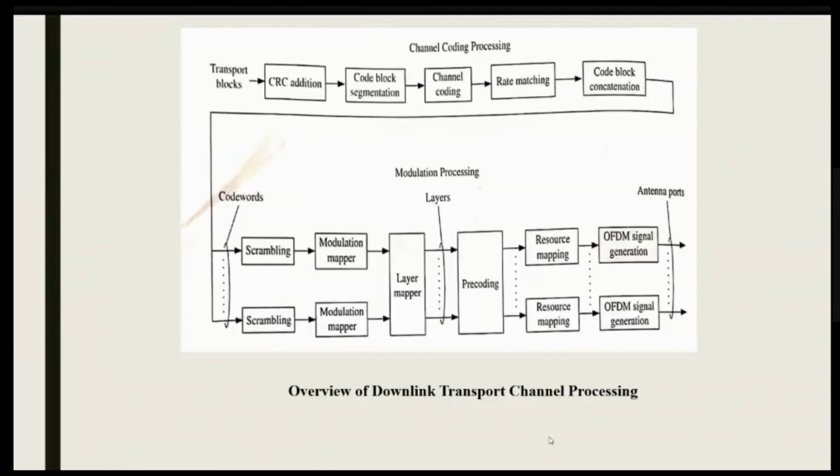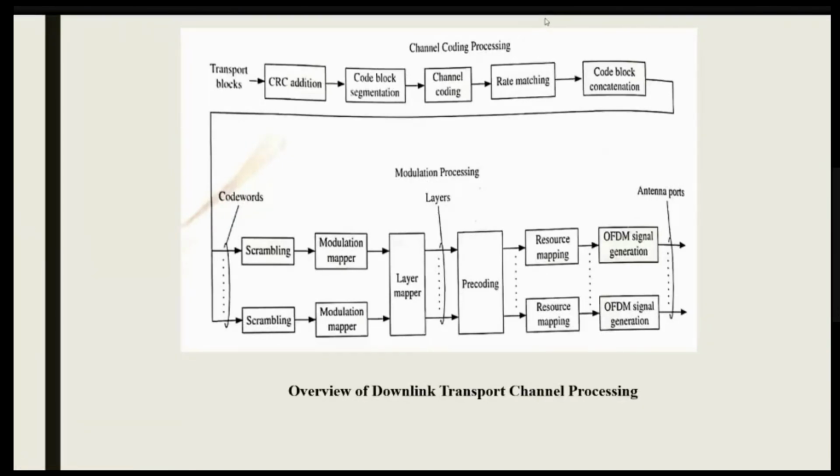This block diagram gives you an overview of downlink transport channel processing. As we know already, this channel processing consists of two types of processing techniques: channel coding processing and modulation processing. In channel coding processing, the transport blocks are first subjected to CRC addition, cyclic redundancy check addition. Then these transport blocks are divided into a number of sub-blocks. We call it code block segmentation.